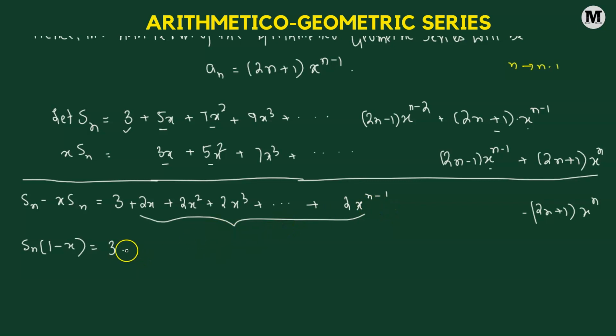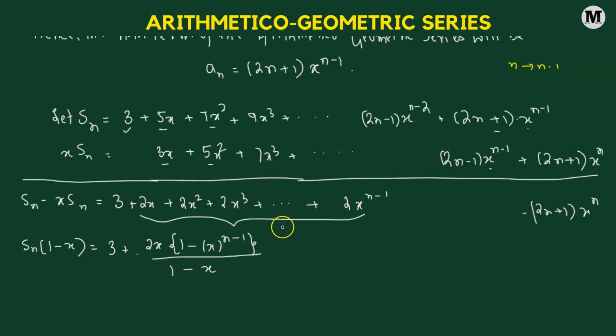Now in this geometric progression, we know there's a standard formula for obtaining the sum up to n terms. So we have the first term, which is 2x in our case. This will get multiplied by 1 minus the common ratio. The common ratio, that's x. x will be raised to the power of the number of terms. So divided by 1 minus the common ratio x.